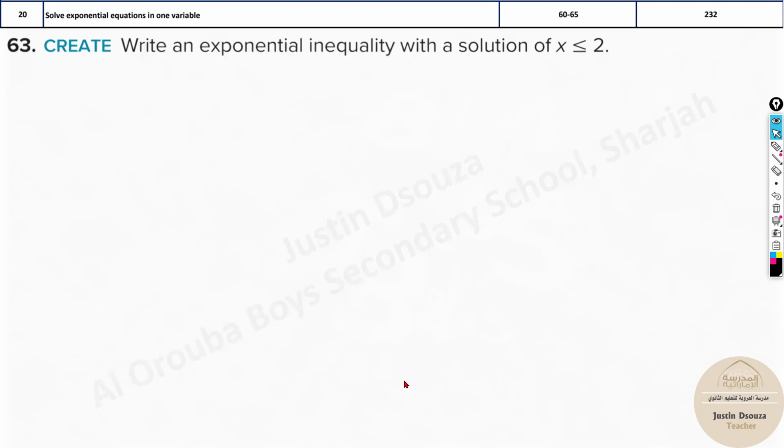That's the answer. Now, write an exponential inequality with the solution x is less than or equal to 2. So what you can do is you can just take any power to anything, because it'll be the same. So you can just take e to the power x will be less than or equal to e to the power 2. Now, let's just check the answer.